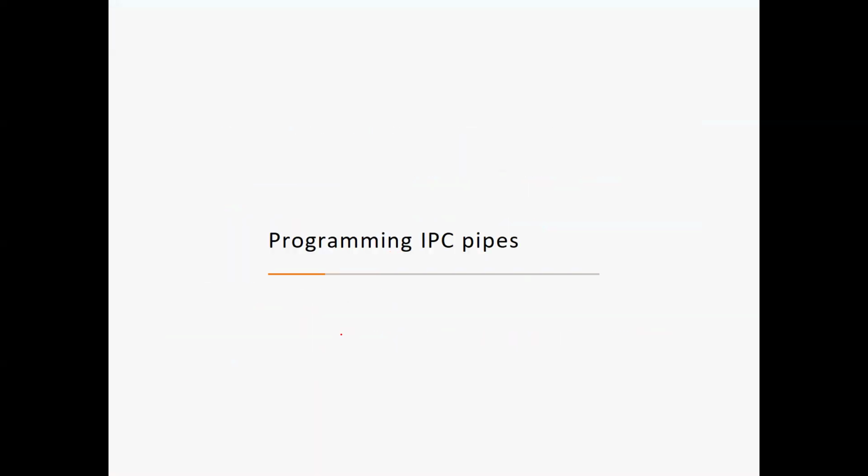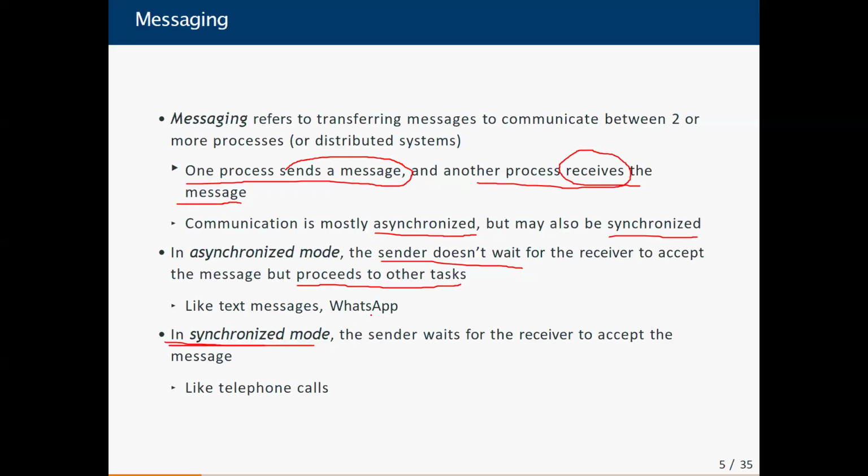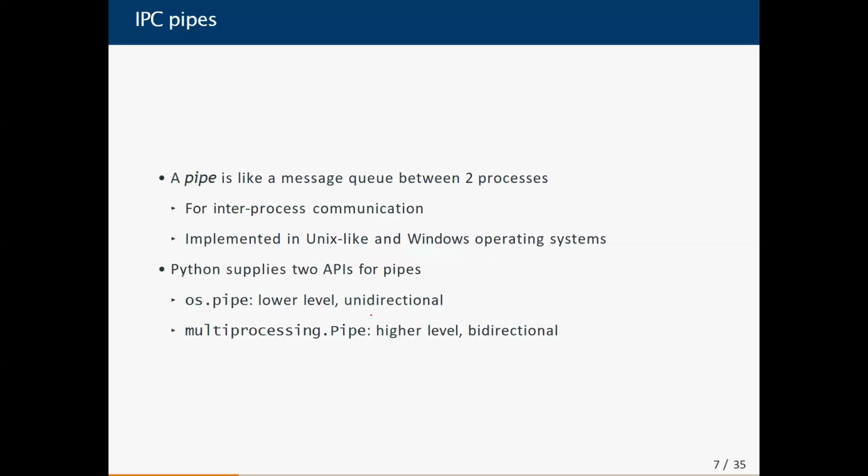Okay, then let's talk about how to do IPC pipes programming. Firstly, this is the main concept, and then let's talk about programming. In this case, we are going to use a pipe. A pipe is just like a tube between two processes, and it is used for inter-process communication. Usually it is implemented in Unix-like and Windows operating systems. And in Python, we have some APIs for creating a pipe between processes, called os.pipe and multiprocessing.Pipe.